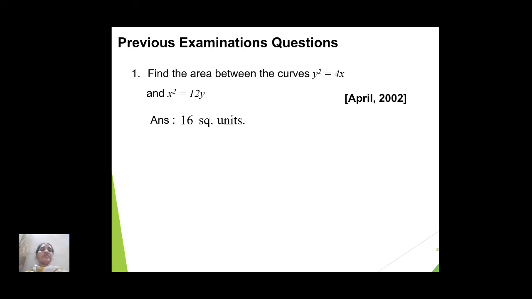In the second equation, in the place of x, we will substitute y square by 4. Then we get y square by 4 whole square, then we get 16 by y power 4. So 16 y by y power 4 becomes y cube. Then we get 12y, y and y power 4 gets cancelled. Then we get y cube. Then 16 by y cube equal to 12.